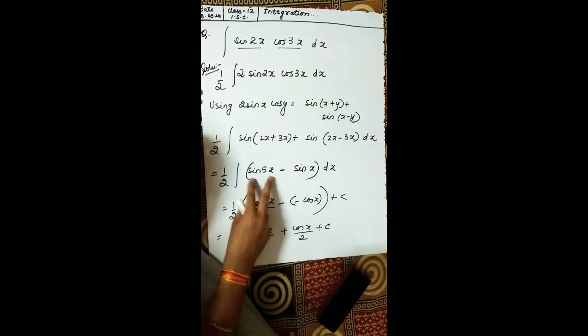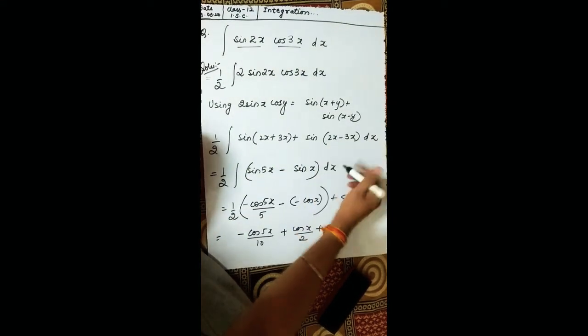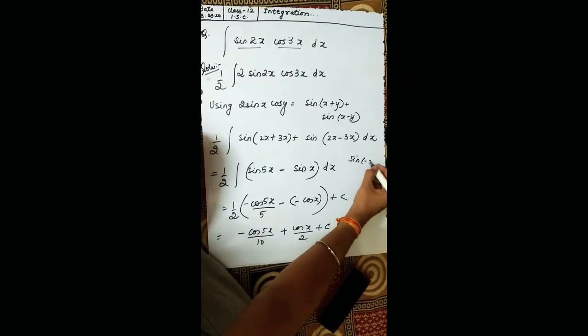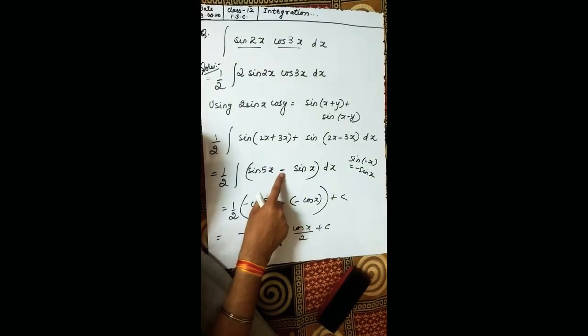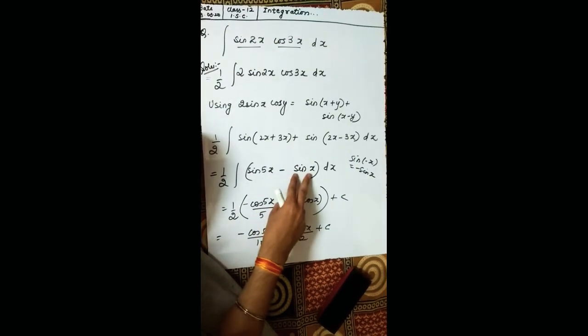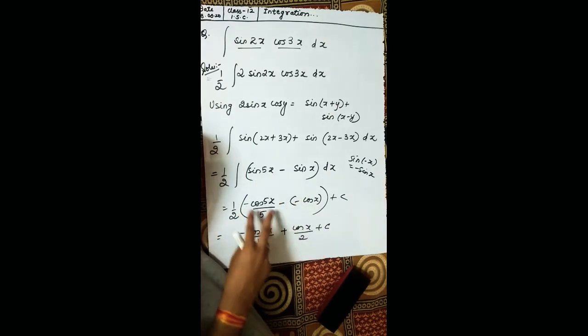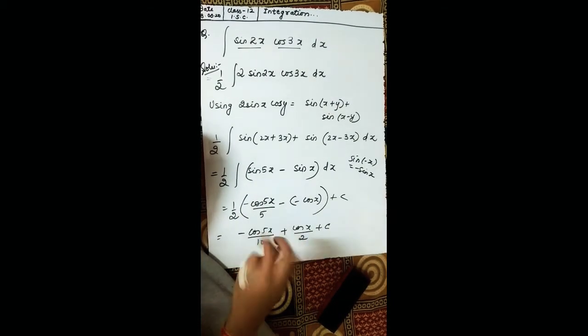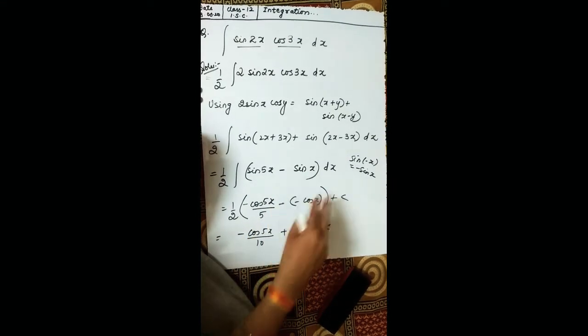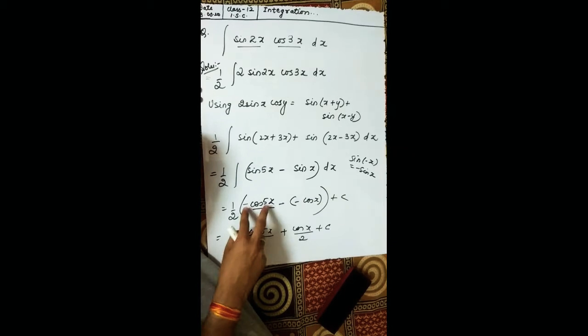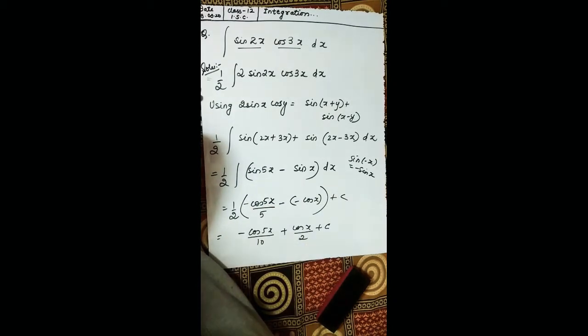Now 2x plus 3x is what? 5x, and 2x minus 3x is minus x, and we know that sin minus x is what? Minus of sin x. So that's why this plus becomes minus. So sin 5x minus sin x. Integration of sin 5x is minus cos 5x upon 5, because differentiation of 5x is 5, we divide by it in the denominator. Integration of sin x is minus cos x, and finally we got this as a result.